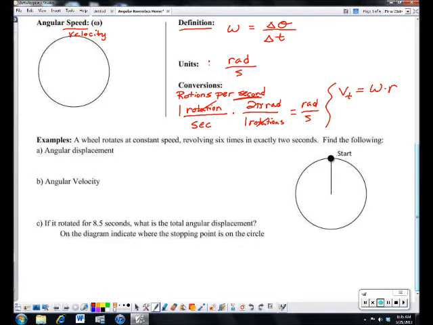So let's do a real quick example. A wheel rotates at constant speed, revolving 6 times in exactly 2 seconds.